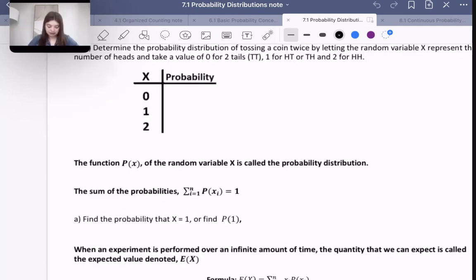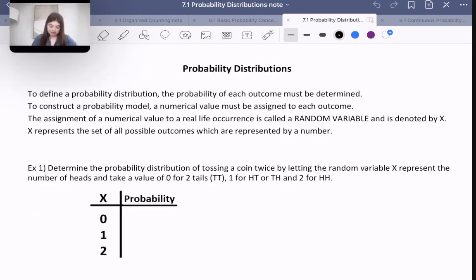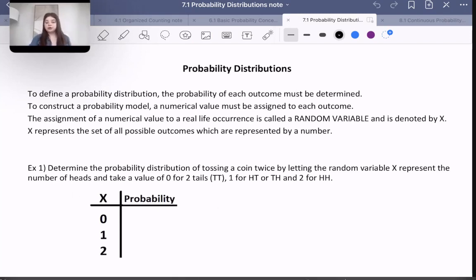Well, to define a probability distribution, the probability of each outcome must be determined, right? To construct a probability model, a numerical value must be assigned to each outcome, and the result of the numerical value to a real life occurrence is called a random variable and is denoted by x. So x represents a set of all possible outcomes, which are represented by a number. So that may have made sense to some of you, maybe it didn't make sense to others. So I'm going to go through an example in hopes that showing this example will give some insight on this.